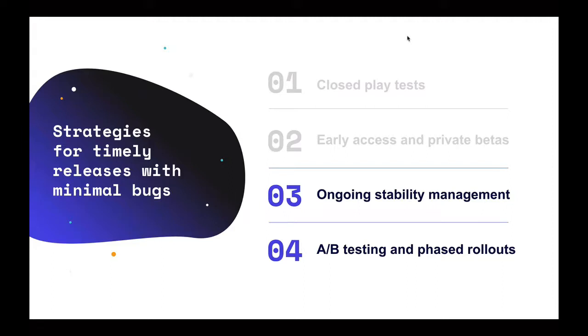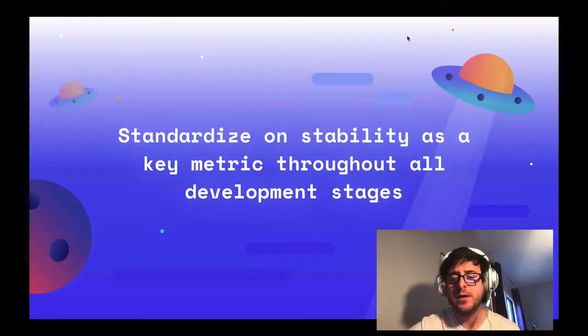Points 3 and 4 here are where I spend the most time and where I think I can share the most insight. We're going to talk a little bit about what I call ongoing stability management. And then we're going to talk about A/B testing and phased rollouts. Phased rollouts and A/B testing mostly concern content add-ons or additional content that you're adding to the game after the launch.